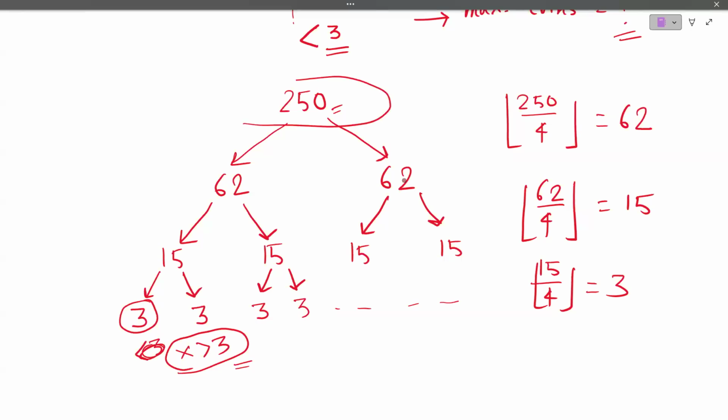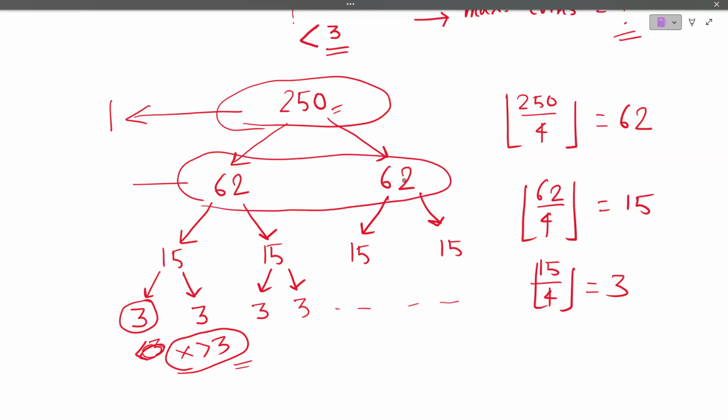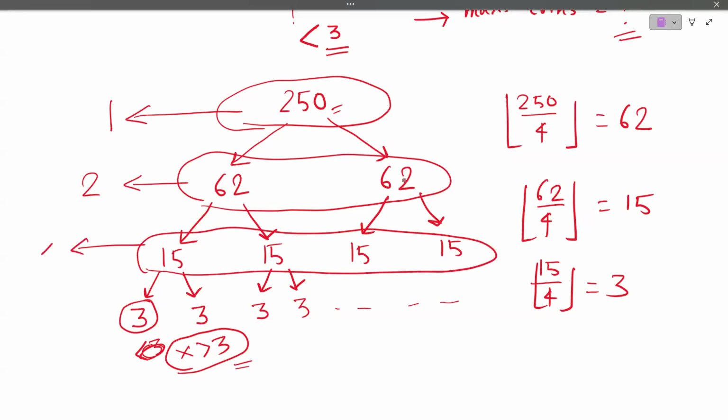Now there is one important observation in this problem. Look at the number of coins in every level. Here the number of coins is 1, right? What happens here? Here the number of coins is 2. What happens here? Here the number of coins is 4. Since at every step a node breaks apart and produces two more coins, that means at every step the number of coins gets doubled. So in this case, the number of coins becomes 8. So that means at every step the number of coins doubles.